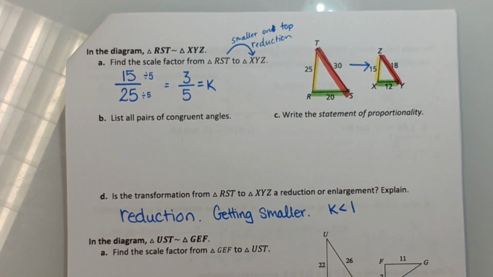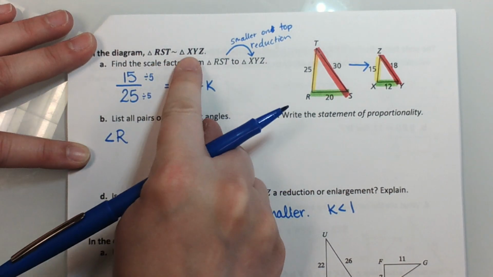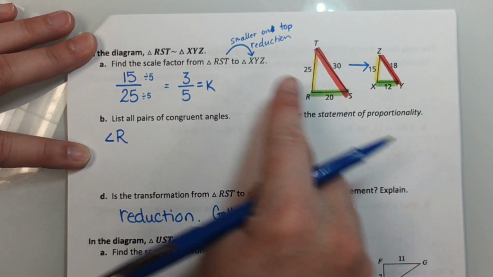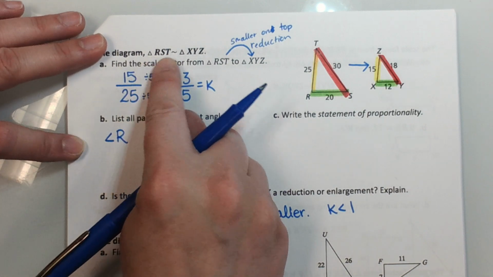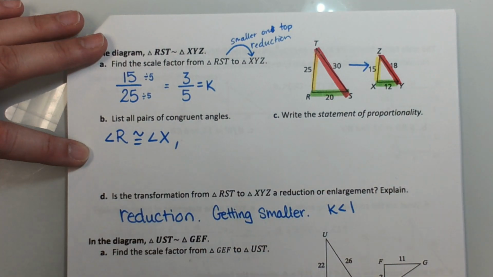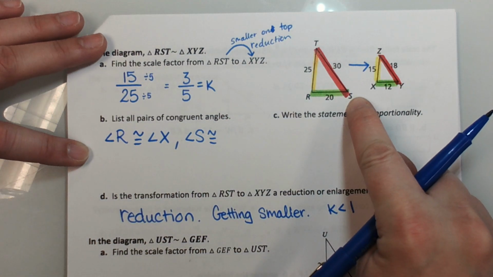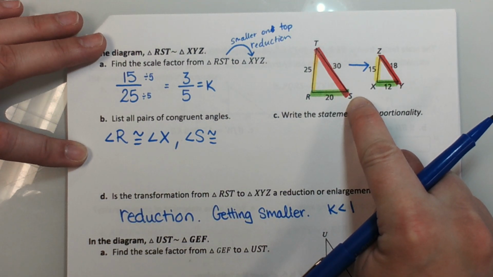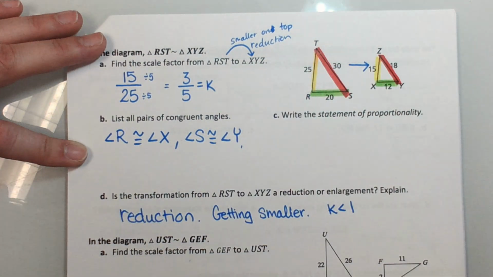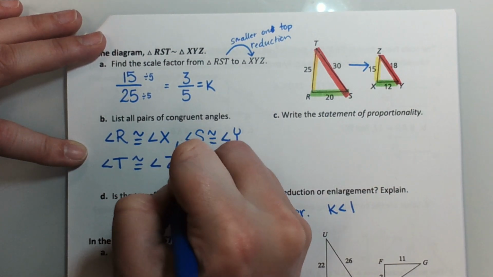Okay, part B says list the corresponding angles. Well, I can go with the names, or now that I have my triangle completely highlighted, I can use the triangle. If I go by the names, angle R is first. It goes with angle X. If I go with the picture, I would look at things like angle S is stuck between the red and the green sides, which means it corresponds with Y, which is between the red and the green sides. Either way, you're matching up the same sides. Angle T is congruent to angle Z.